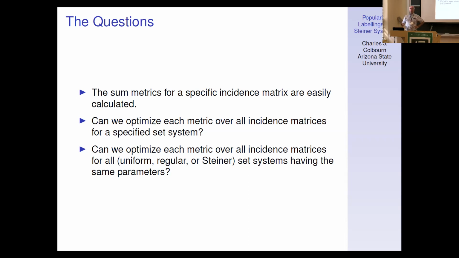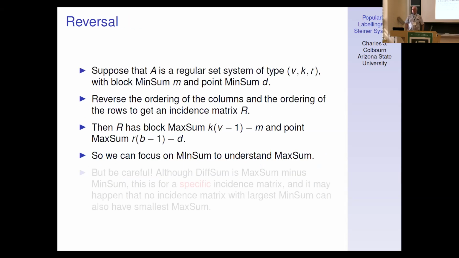But what's even more important probably is, once I've decided what I'm trying to do, instead of just asking about a specific incidence matrix, can I now, over a family of set systems of some kind, optimize these metrics? So first of all, I told you I was cutting you down to 3 problems. I'm going to try and cut you down to 2 now to save you a little bit of work.